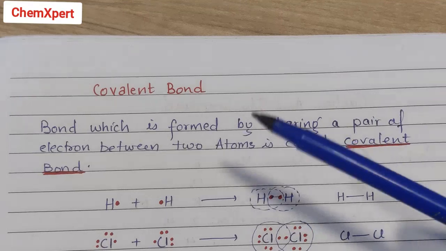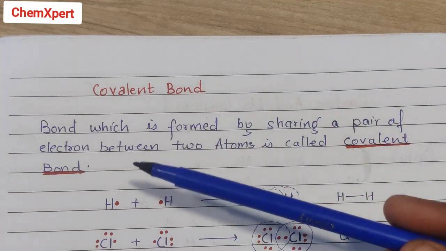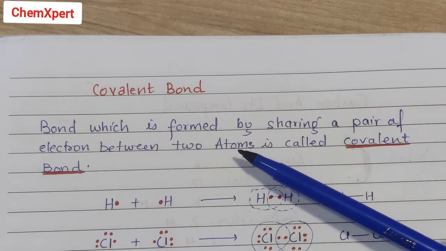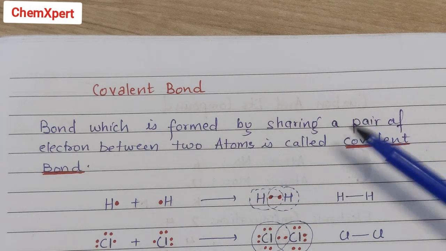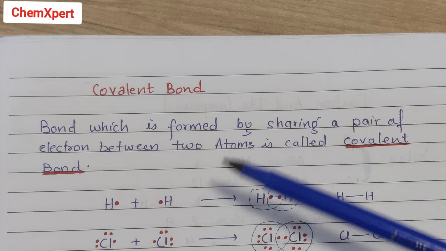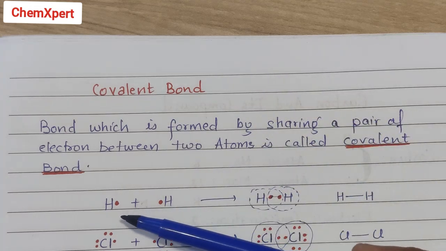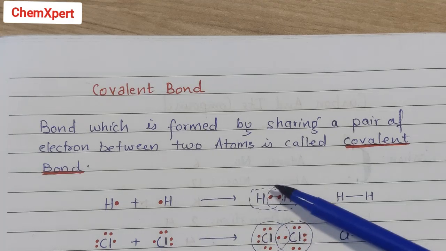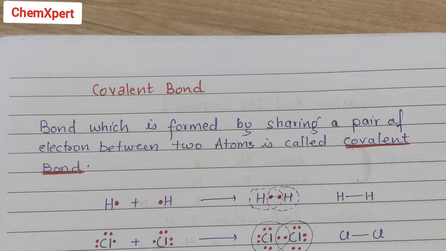Now the next 1 mark question here: define a covalent bond. The bond which is formed by sharing a pair of electrons between 2 atoms. So when one pair is shared, it is known as a single covalent bond. Now give an example. Just like hydrogen, 1 electron in the outermost shell, so H dot, now it shares 1 pair of electrons, so it is a single bond.